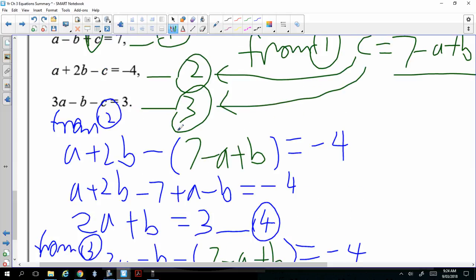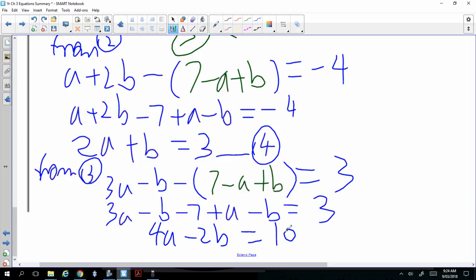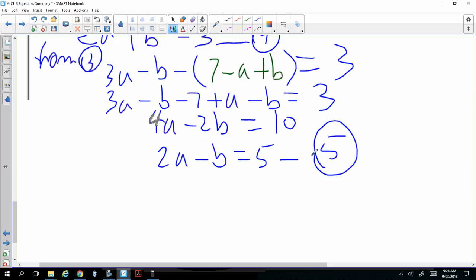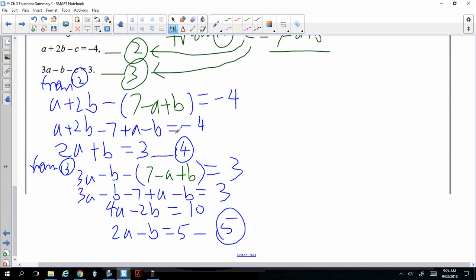And then we'll collect like terms. So you get 4A minus 2B equal to 10, and divide both sides by 2. You'll get 2A minus B equal to 5. Call that equation 5. So our aim is to get two new equations, but with no C in it. These two equations only have A and B, and because they have two polynomials, we can use any method we want, either substitution or elimination, to solve for 4 and 5.